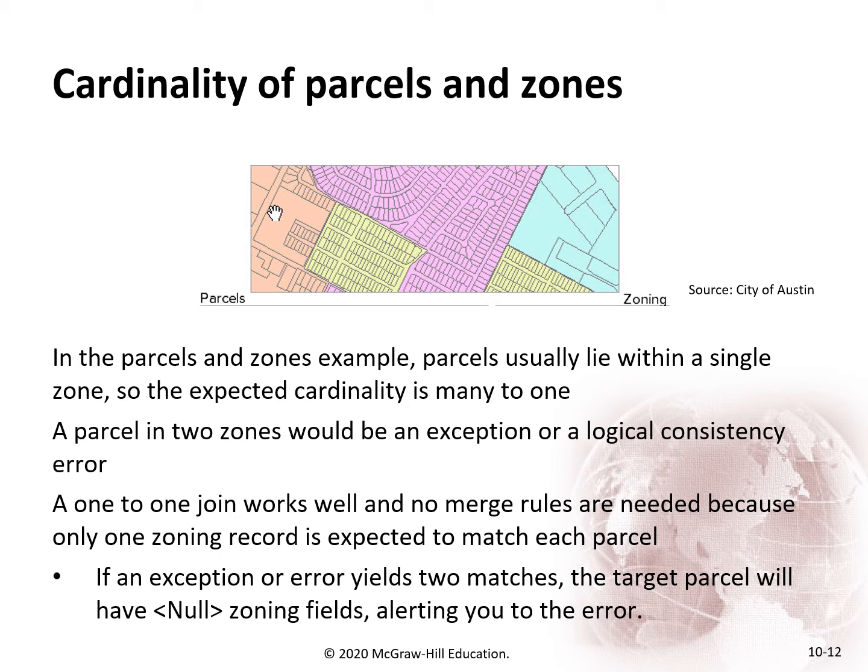So let's look at cardinality of parcels and zones in an example. Parcels usually lie within a single zone, so its expected cardinality is many to one. A parcel in 2 zones would be an exception or a logical consistency error. And a one-to-one join works well, and no merge rules are needed because only one zone record should exist. It is expected to match each parcel. And if that's not the case, you get a null value, which is then something you can go look up and try to fix.